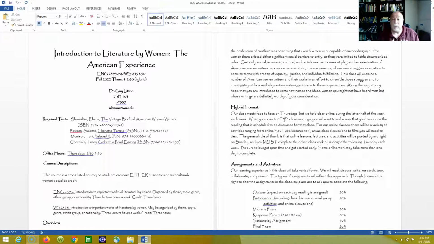But for women, there existed either significant social barriers to entry, or they were limited to fairly circumscribed roles. That is not always true, but in general, there were a lot of barriers there. And we'll look at what they were and why they existed and how that changed and what things look like today, all those issues. Certainly social, economic, cultural, and racial constraints were at play, and an examination of American women writers becomes an examination in some measure of our own struggles as a nation to come to terms with dreams of equality, justice, and individual fulfillment.